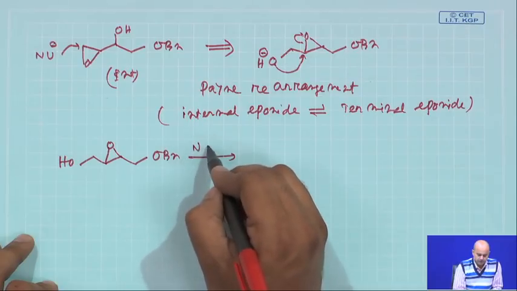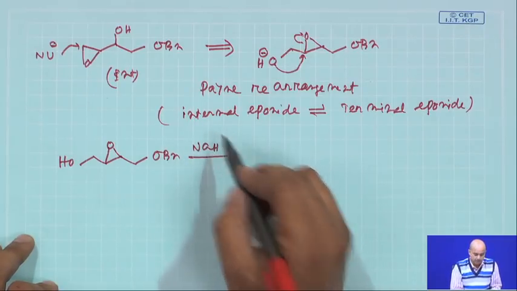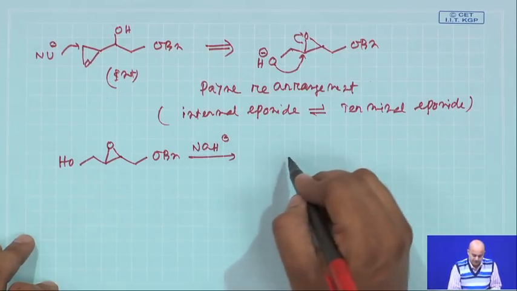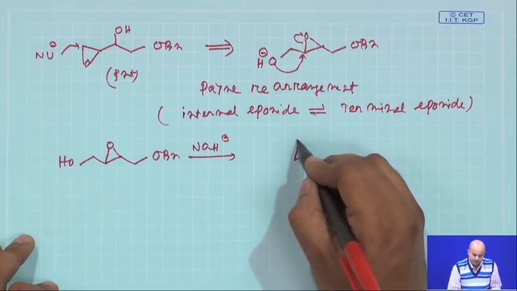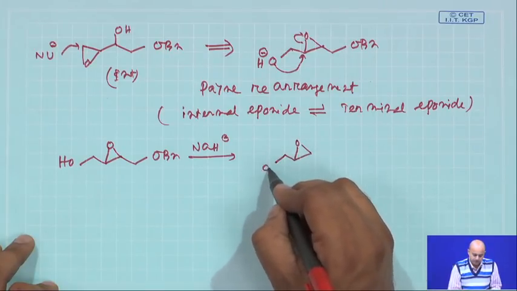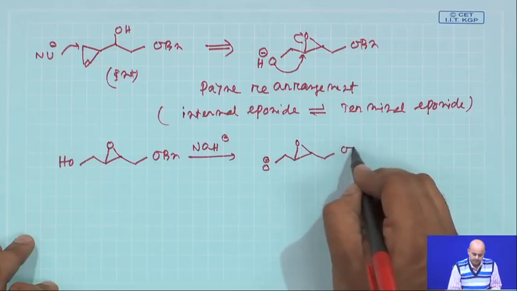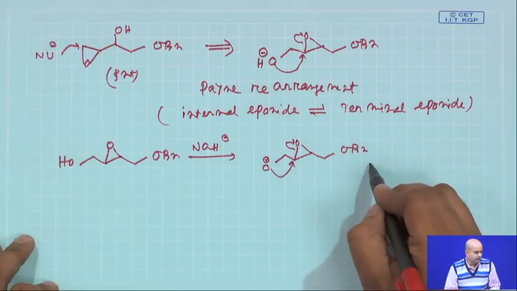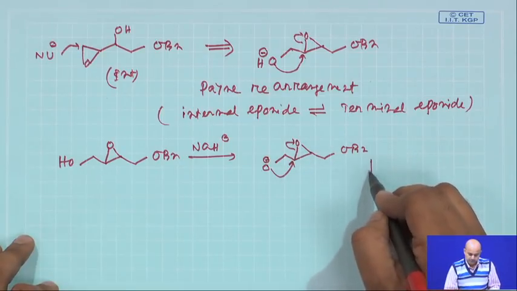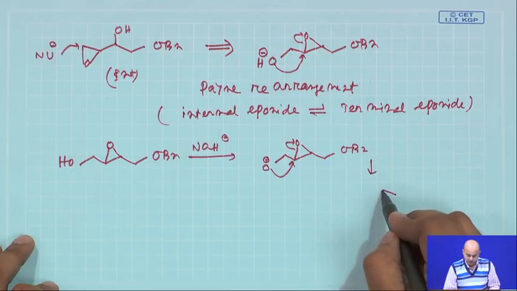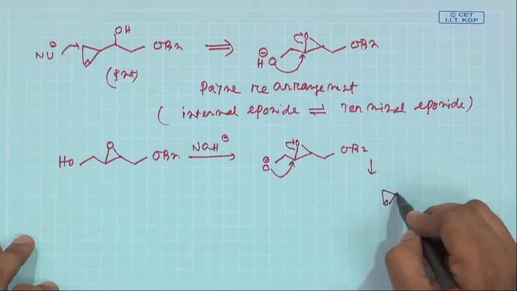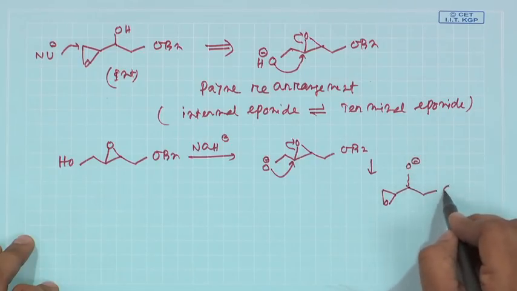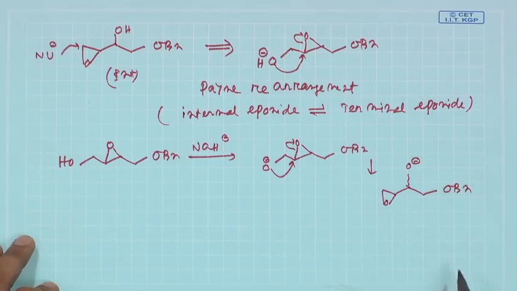So, first we take an equivalent of sodium hydride. Sodium hydride is usually used as a base, and that will initially give you this alkoxide. As I said, this undergoes an intramolecular attack to open up the epoxide in this particular fashion. So, basically you will now get a terminal epoxide. Now, in this terminal epoxide, your O minus is here and CH2OBn is here.